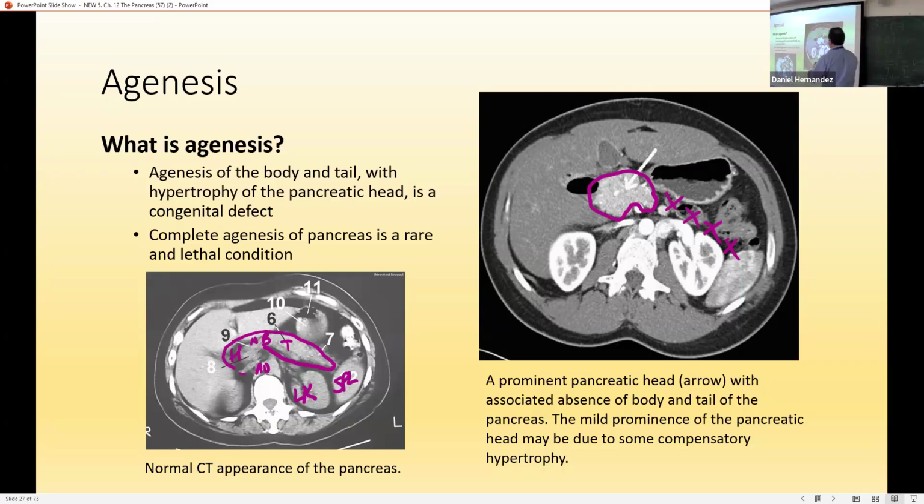So like I said, if it's malformed and it hasn't created a body and tail, the head itself is going to be much larger than you typically find. This was just showing a CT, a patient who had just some pancreatic tissue there in the head and absence, those X marks, where you'd expect to see the tail.